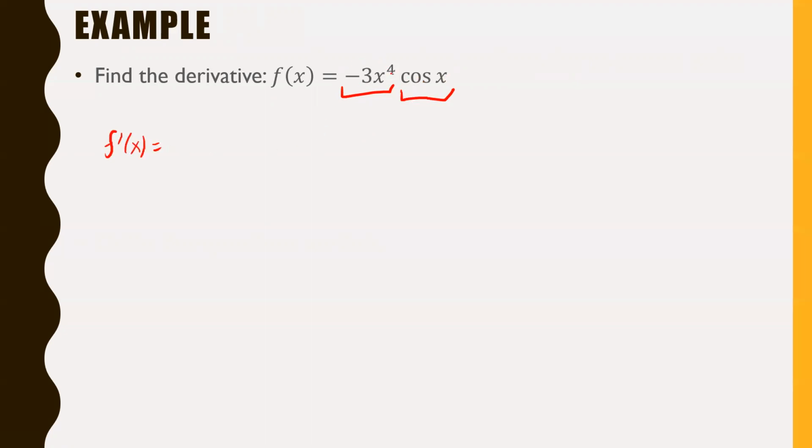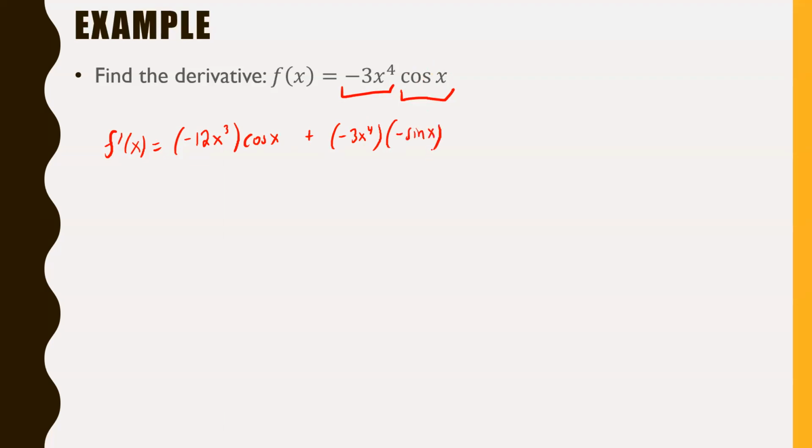the first thing. So the derivative of negative 3x to the power of 4, which would be negative 12x to the power of 3, times the original second thing, so times cosine x, plus the original first thing, so negative 3x to the power of 4, times the derivative of the second piece. Well, the derivative of cosine is actually negative sine x.